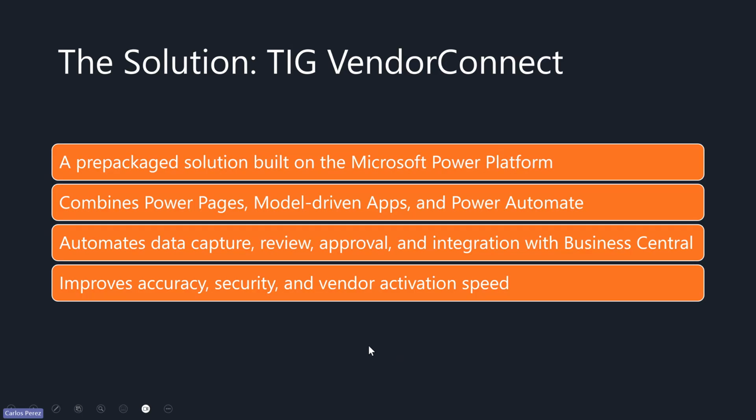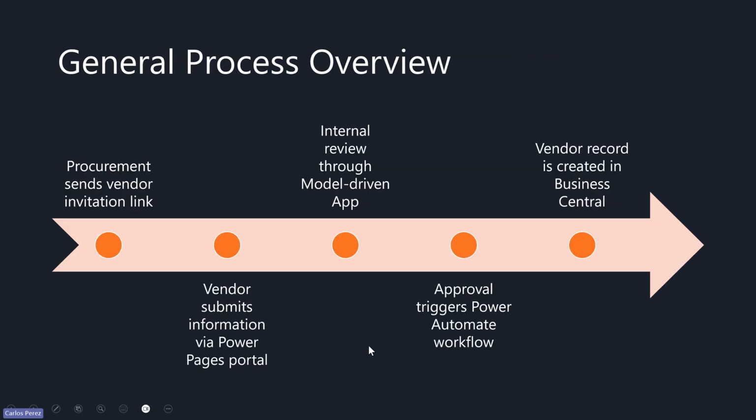So let's start going deeper into the different components of the solution. This is the general process overview. The idea is that the procurement officer sends a link to the vendor, pointing to a Power Page that the vendor can access and then submit all the information via that Power Page.